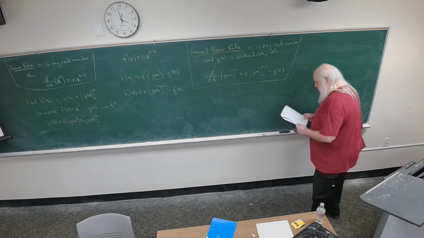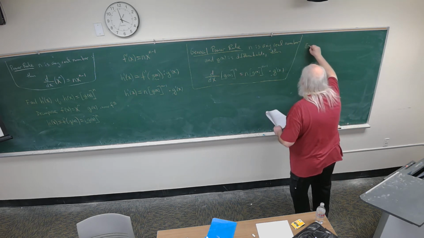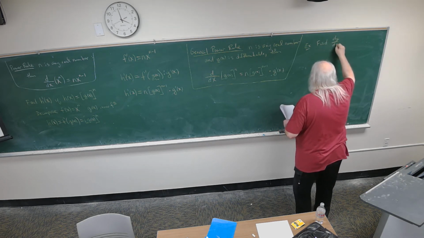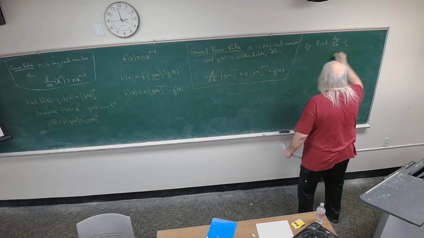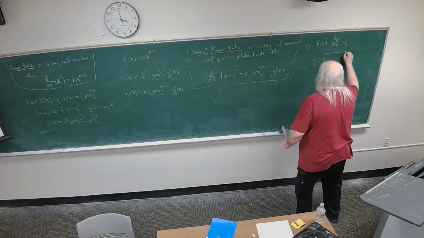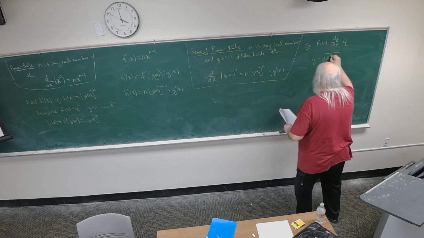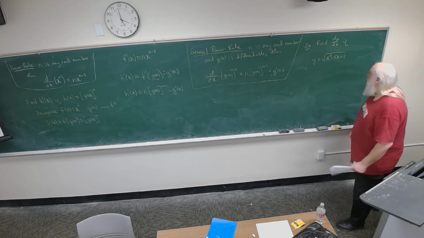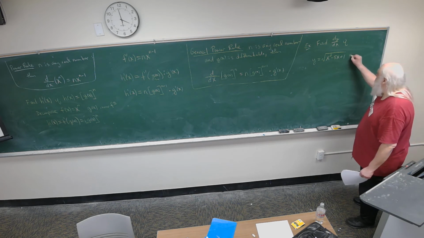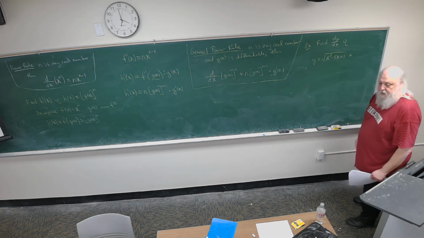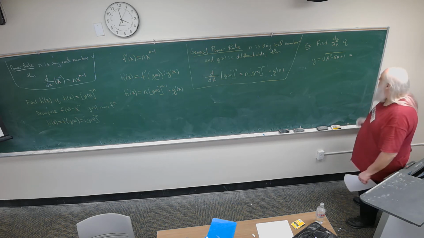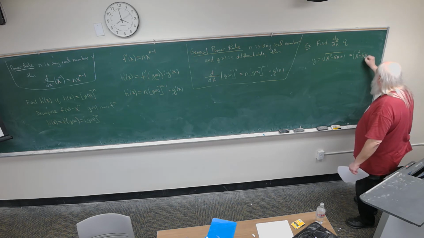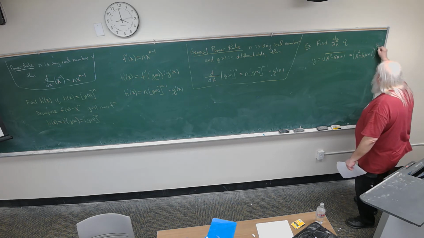As an example, we're going to find the derivative of y with respect to x if y is equal to the square root of x squared minus 5x plus 1. Taking the square root of something is the same as raising it to the 1/2 power. So this is equal to x squared minus 5x plus 1 raised to the 1/2 power.